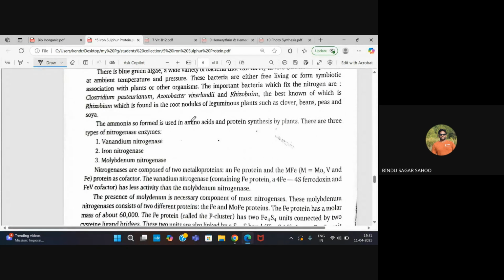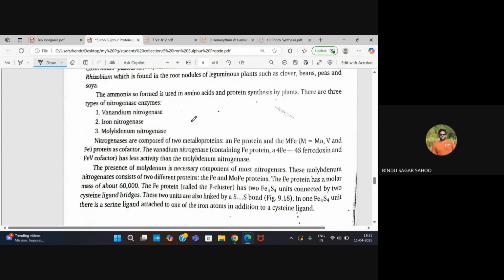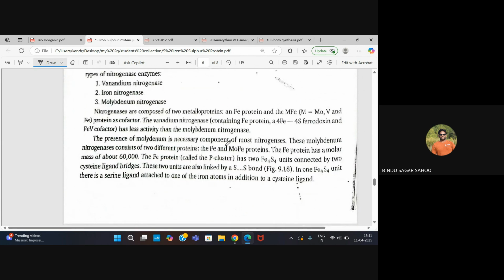There are three types of enzymes that can make this conversion from N2 to NH3. These three types of enzymes are called vanadium nitrogenase, iron nitrogenase, and molybdenum nitrogenase. But out of all these, molybdenum nitrogenase is the most important nitrogenase for the conversion of the diatomic nitrogen molecule to ammonia gas. And these are the structural aspects you need to remember.